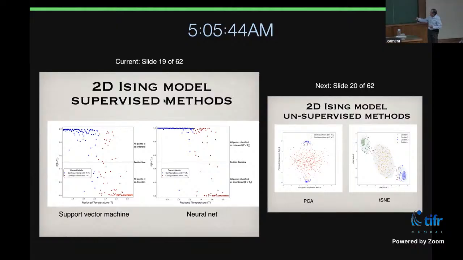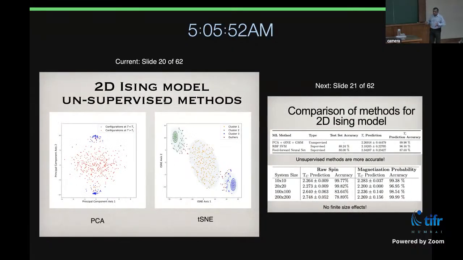So this is mixed, and this is mixed, and that is phase separated. So this allows you to then predict what the phase boundary is. So this is a different method. This is the unsupervised method. We're still using for the input feature just the raw spins, okay, just all the spins in a big vector.